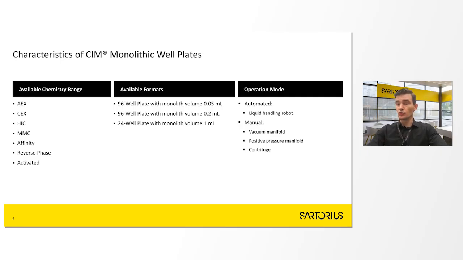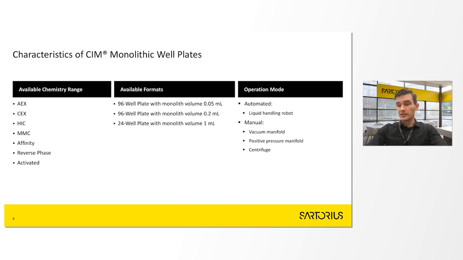So we offer 2 96 well plate formats, one that has 0.05 milliliters of monolith inside each well, the other that has 0.2 milliliters of monolith inside each well. And we also offer 24 well plate that has a 1 milliliter monolith inside each well. We choose the correct monolith size depending on the sample volume that we want to purify, and also on the amount of target molecule that we have in our sample.